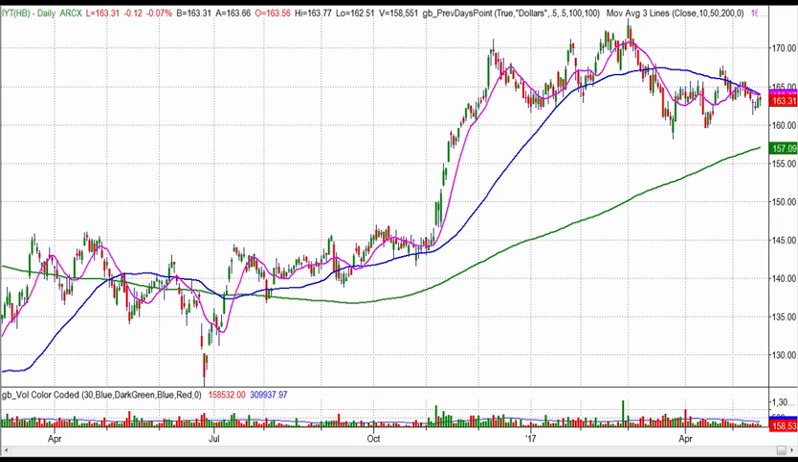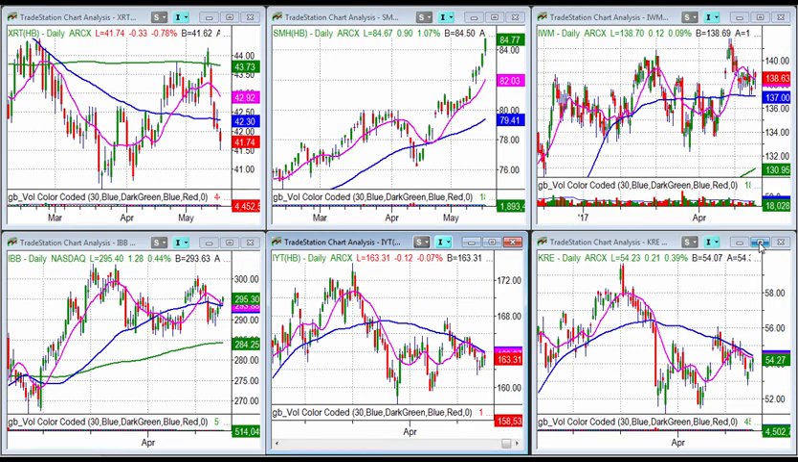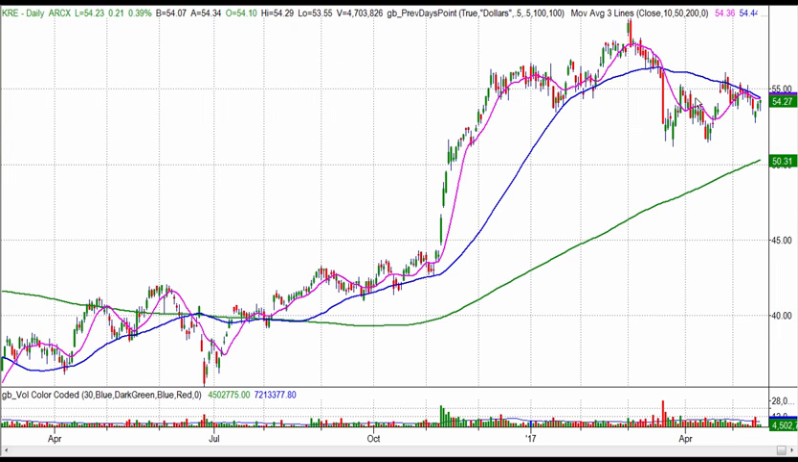Now, if we take a look at KRE, same basic description that I just gave you with IYT, the transportations. The 50-day moving average momentum is down.